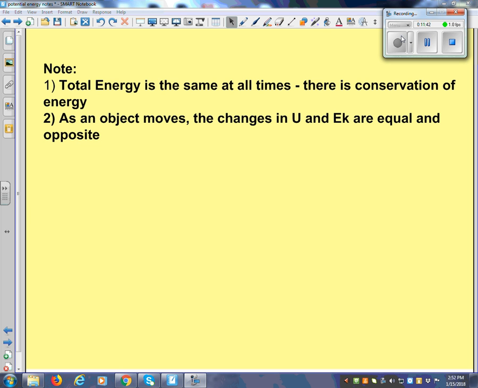Total energy is the same at all times. There is conservation of energy, and as an object moves, the changes in potential and kinetic are equal and opposite. So those are some key ideas, right? The total energy is the same at all times, and the changes are equal and opposite. Pretty straightforward, I think, right? I get a feeling we might be ready for the sample problem here. Am I right? Oh yeah, we are.